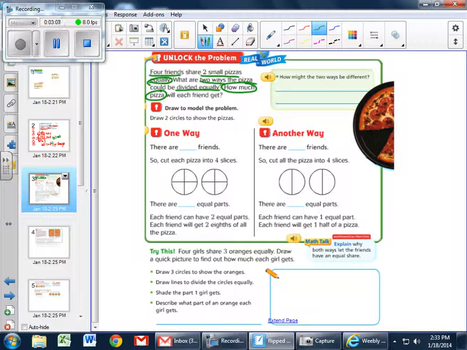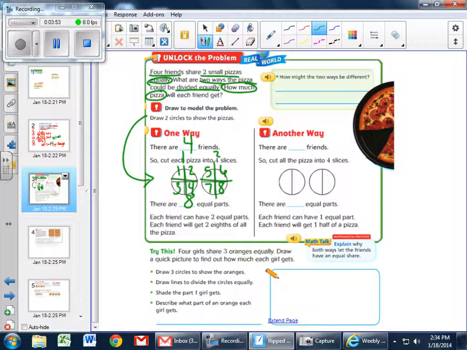Okay, so we're going to draw to model the problem. You're going to draw circles to show the pizzas. So that's what they did here. So there are 4 friends. So you're going to cut the pizzas into 4 slices. So how many equal parts are there now with those 2 pizzas cut? They ordered 2 pizzas, so here's 1 pizza and 2 pizzas, and they cut them equally. So you have 8 equal parts. Each friend can have 2 equal parts, so they'll get 2/8 of a pizza.